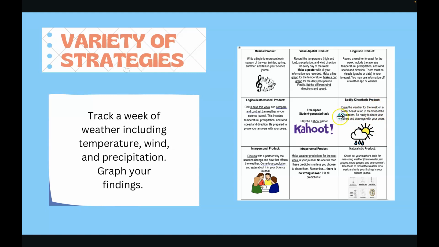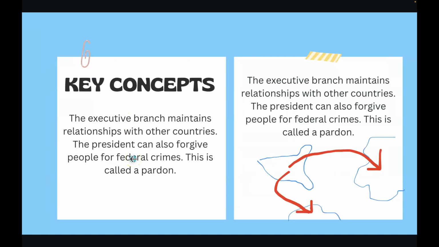So for the week, they just have to draw if it was sunny or raining or whatever. This one, they just have to discuss with a partner and come up with a conclusion. So yeah, those are some different ways to be doing this assignment.